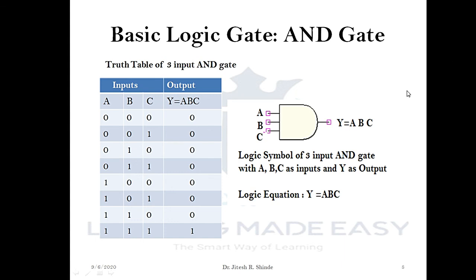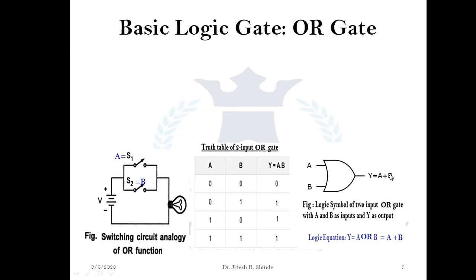OR gate. This is the logic symbol for the OR gate, and the logical equation is y equal to a plus b. What is the logical operator for the OR gate? It is plus. The logical operator for the AND gate was dot.